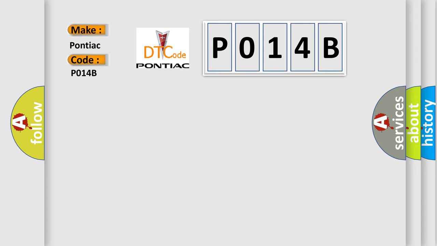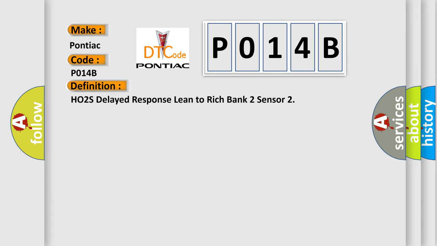The basic definition is HO2S delayed response lean to rich bank 2 sensor. And now this is a short description of this DTC code.